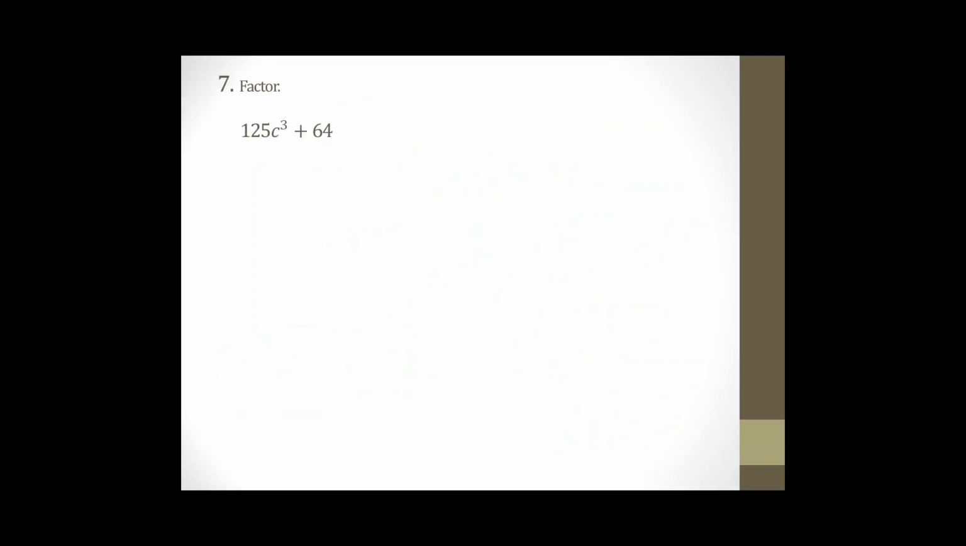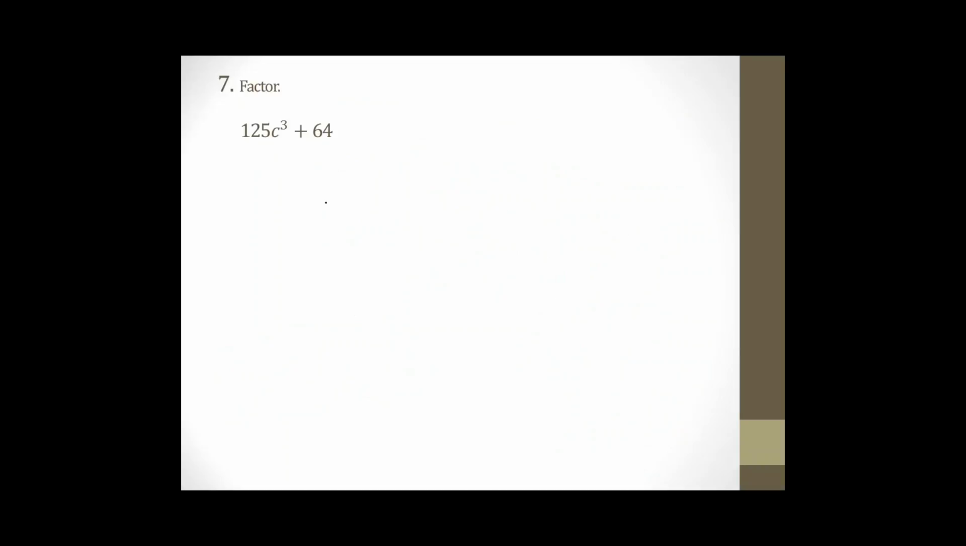Okay, number 7, we're going to factor. You always check for a greatest common factor when you are factoring a polynomial, which in this case we do not have. So next we're going to look at how many terms we have. So we have 2 terms. So we have 2 options after deciding if we have a GCF to see if we can factor.